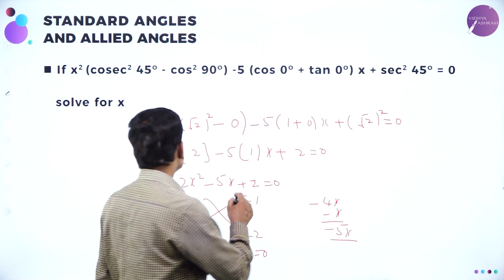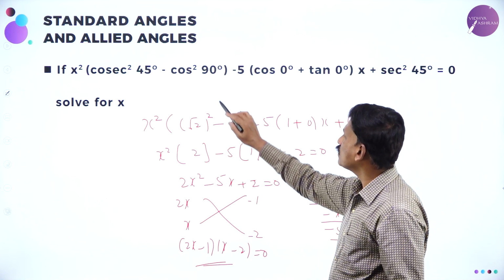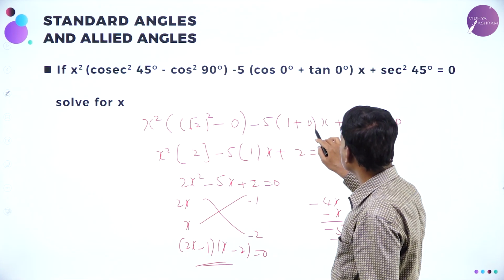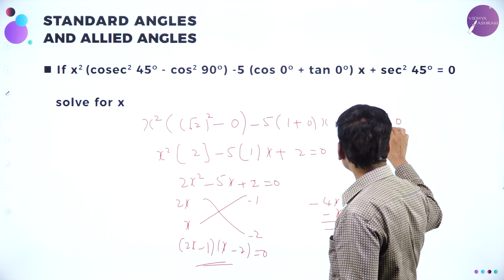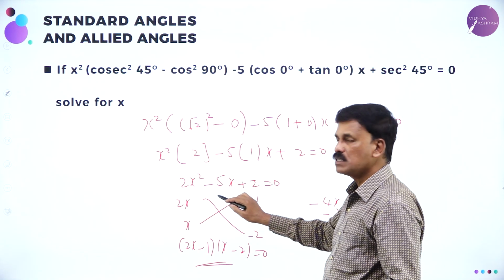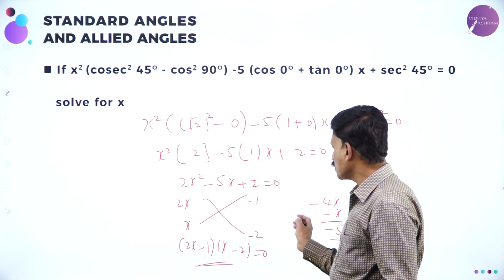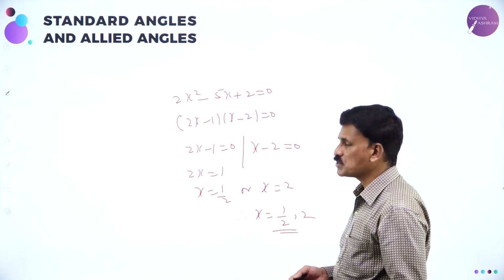Just listen. Substitute here. X square into cosecant 45 is root 2 whole square is 2 minus cos 90 is 0. 5 into cos 0 is 1. Tan 0 is 0. 1 plus 0 is 1 into x is x. And secant 45 is root 2 whole square. Square root gets cancelled. We will get a quadratic equation of the form 2x square minus 5x plus 2 is equal to 0. Factorize this. You will get the factors as 2x minus 1 into x minus 2 is equal to 0.